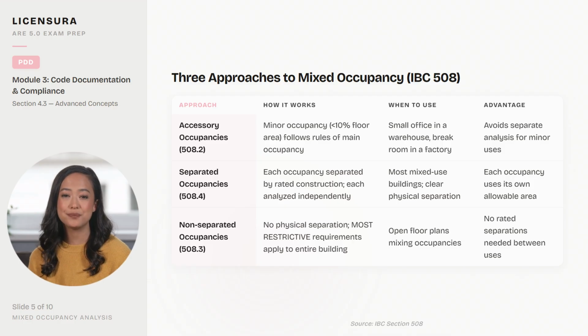The 3 approaches to mixed occupancy table is critical for the exam. Accessory occupancies under 10% of floor area follow the main occupancy rules. Separated occupancies use rated construction between uses and each is analyzed independently. Non-separated occupancies require no rated separations, but the most restrictive requirements govern the entire building. Your choice between separated and non-separated fundamentally changes the code analysis outcome.